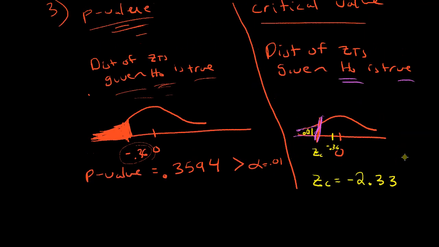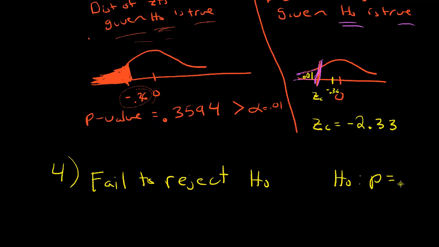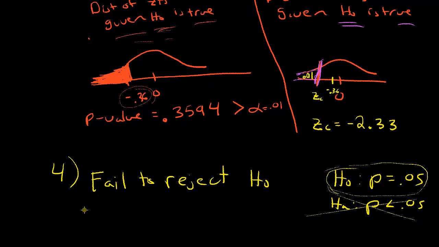So let's go ahead and get to our final step, which is to state our conclusion. We've decided that we're not going to reject the null hypothesis, so we write that as fail to reject H0. Remember, the null hypothesis is that p equals 0.05, and the alternative is that p is less than 0.05. So we failed to reject this possibility that p actually does equal 0.05, which means there's not enough evidence to support the alternative. There are always two parts to your conclusion, one part about the null, second part about the alternative.